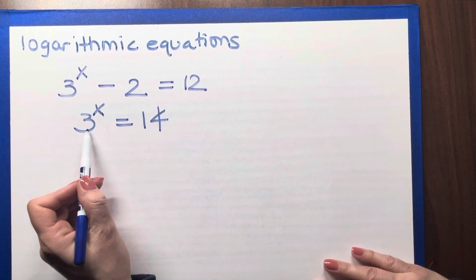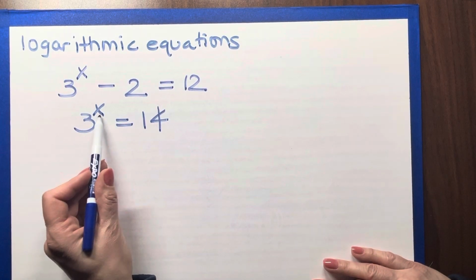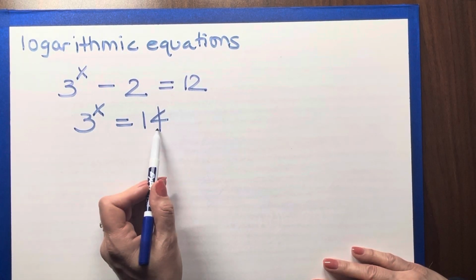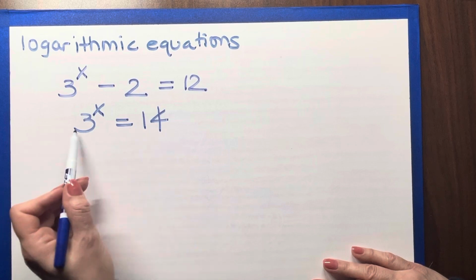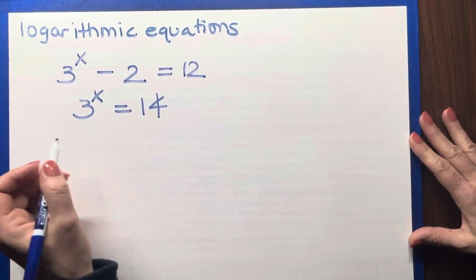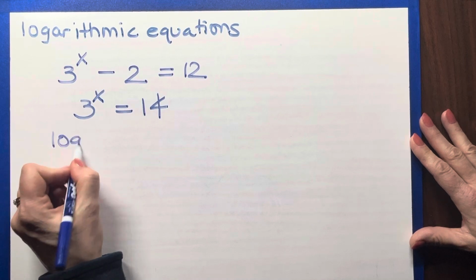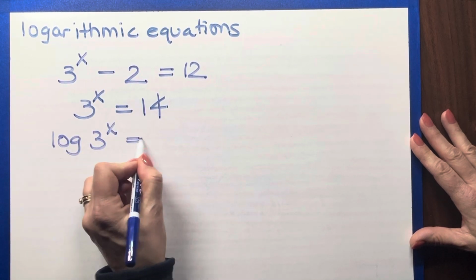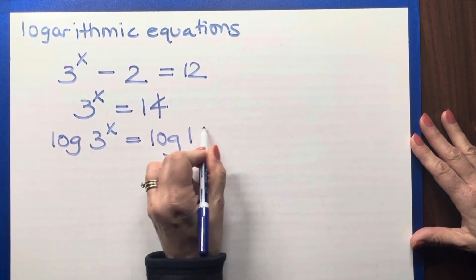Now, I know that there's no way in my head that I can come up with what x is because I cannot make 14 have a base of 3 and raise it to some power. So what I'm going to do is take the log of each side of my equation. I'm performing an equivalent action.